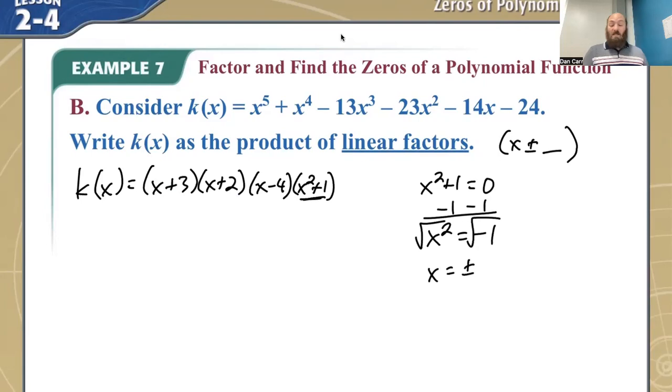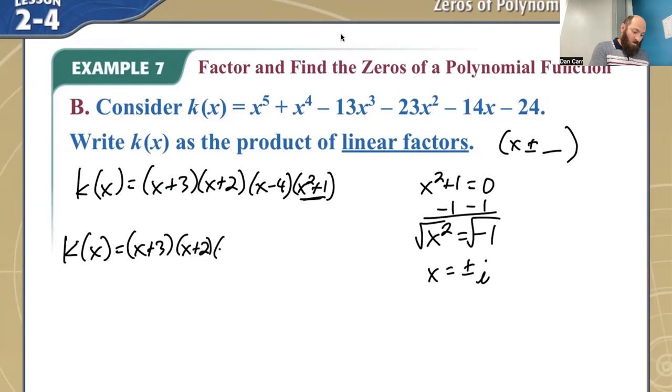So that's a plus or minus. Now I want to remember, with the square root of -1 here, that's the same as i. So really, it's x is equal to plus or minus i here. So it does not factor, but I can actually turn this into x plus i and x minus i.